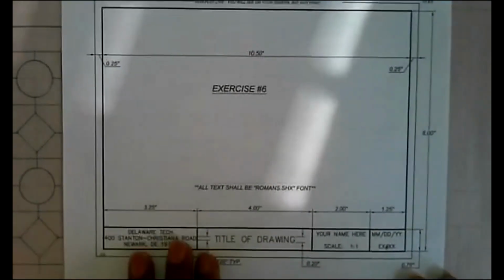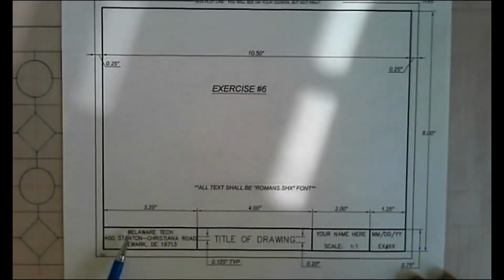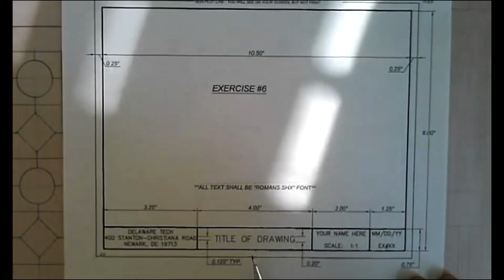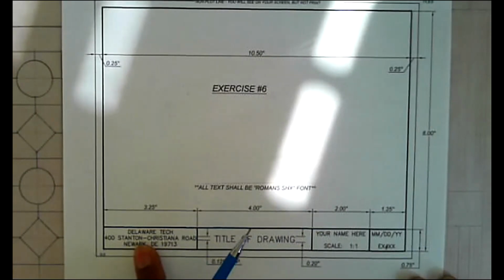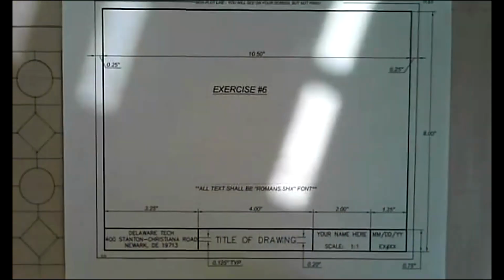And then we're going to be adding these lines here, of course, for the title block itself. And in doing that, I'm going to show you how to use some simple modify tools like copy and trim and all that. Okay, and then lastly, we're going to add this text in there. Okay, so that's our game plan for today. All right, so now let's go back to AutoCAD.